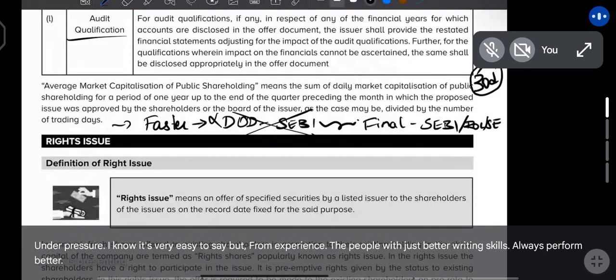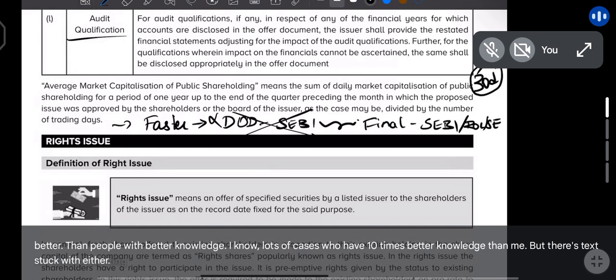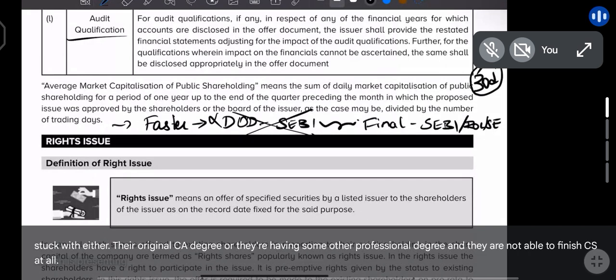I know it's very easy to say, but from experience, the people with the better writing skills always perform better than people with better knowledge. I know lots of CSs who have 10 times better knowledge than me, but they're stuck with either their original CA degree or they're having some other professional degree and they are not able to finish CS at all. And the only reason is writing skills.